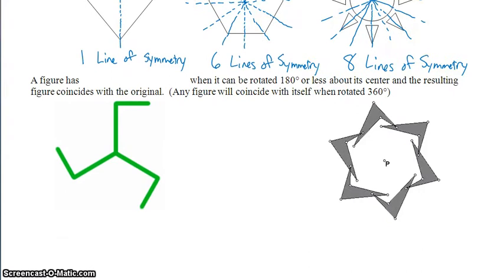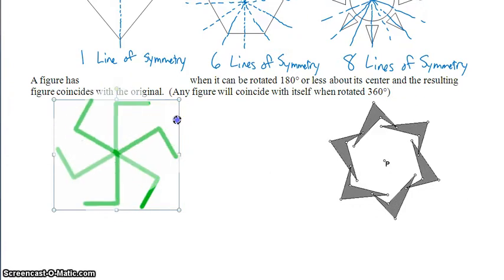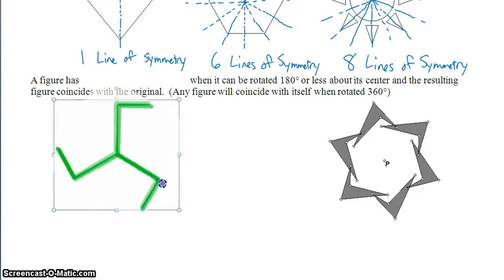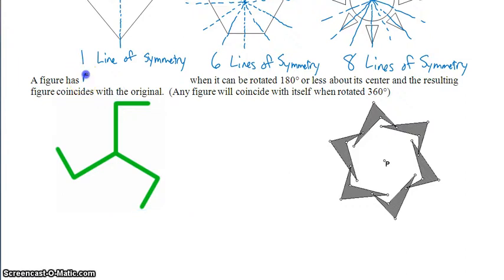Other figures are also symmetric, but they don't have line symmetry. If we look at our first example here, this figure does have symmetry, just not line symmetry. It has another kind of symmetry. The type of symmetry that this figure has is called rotational symmetry. If I take this figure and I rotate it, it will coincide, it will line back up with itself. And I can keep rotating it around and it will line back up with itself. This type of symmetry is called rotational symmetry.